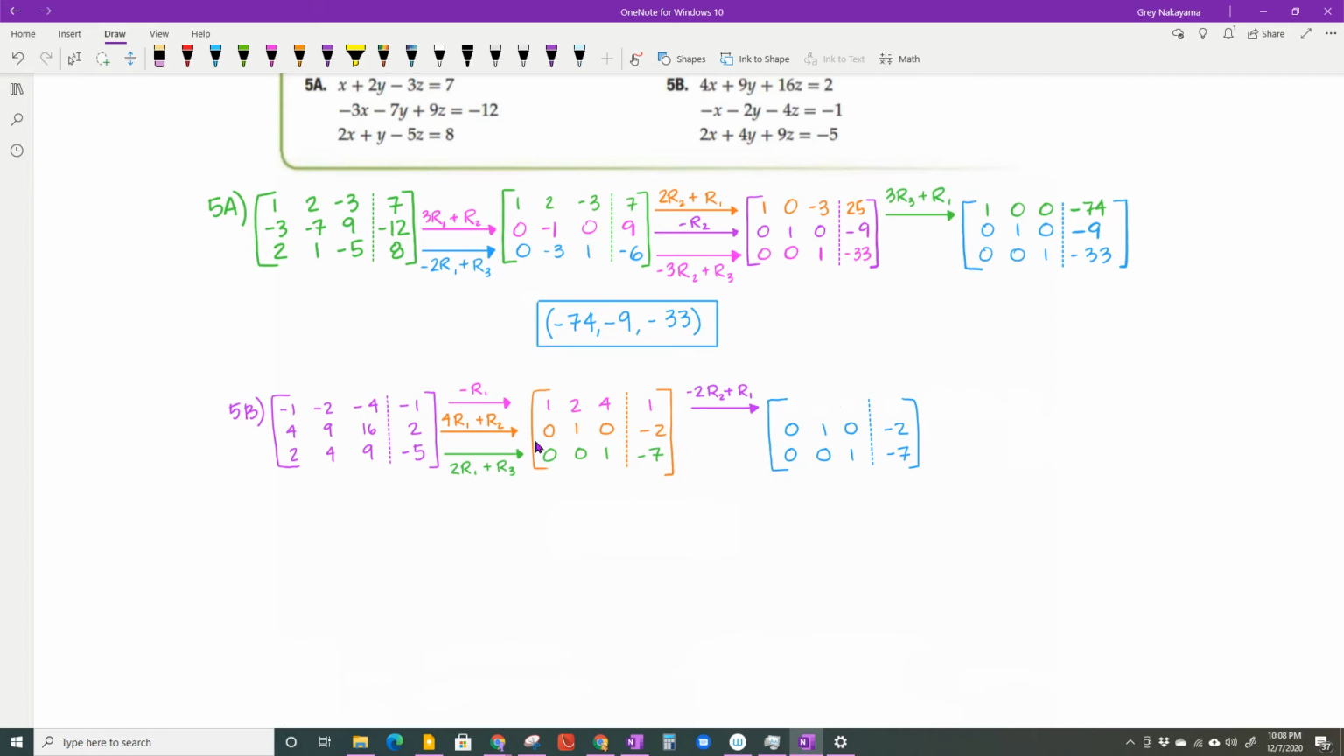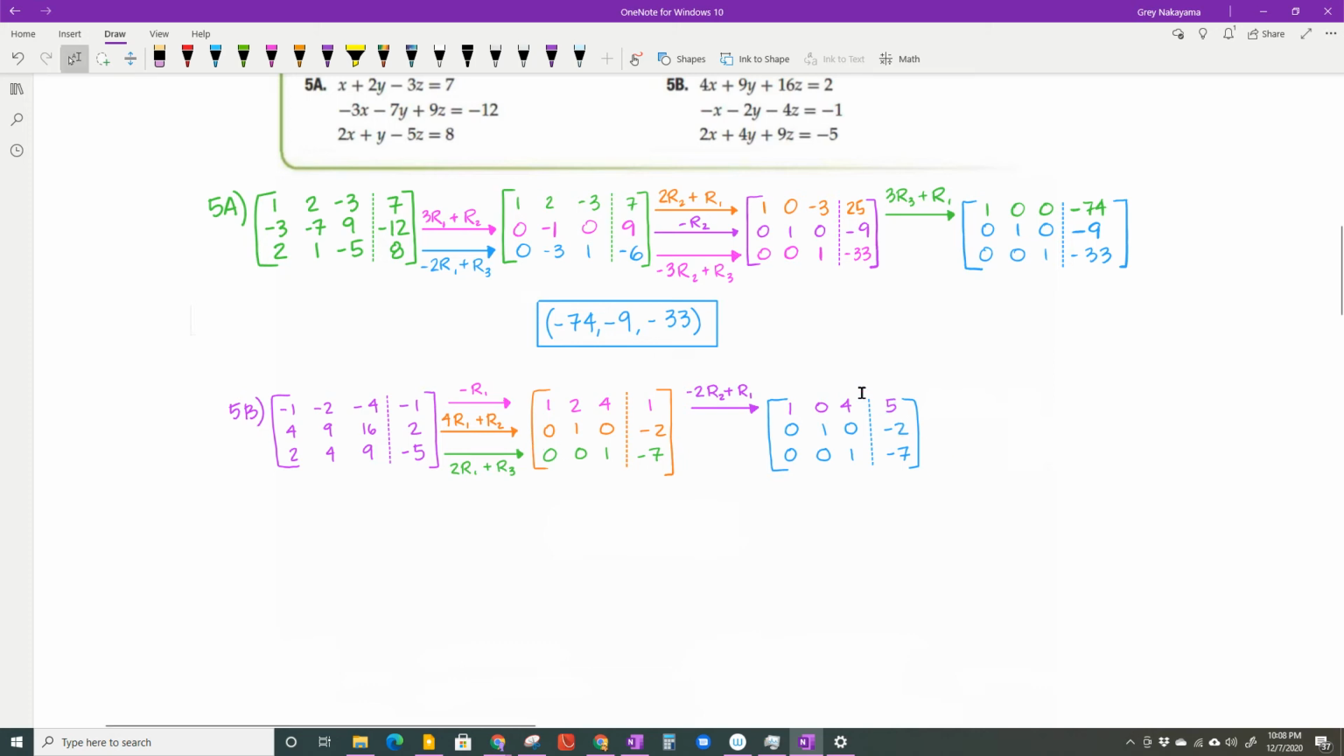So negative 2 times row 2 is negative 2 times 0 plus 1 is 1. Negative 2 times 1 plus 2 is 0. Negative 2 times 0 plus 4 is 4. And negative 2 times negative 2 is 4 plus 1 is 5.